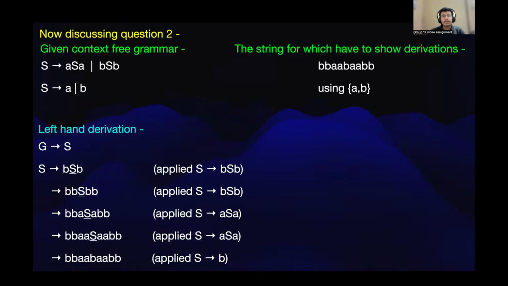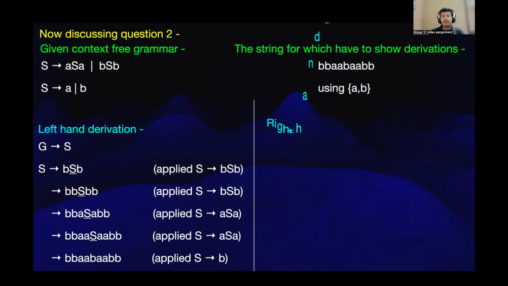Here the goal is converted to S, then S is converted into BSB. We applied S converts to BSB. Then S is the leftmost non-terminal, and it converts into BSB. Then again we applied S converts to ASA, then again S converts to ASA. Then finally we applied S converts to B, and the resultant string is BBAABAABB.